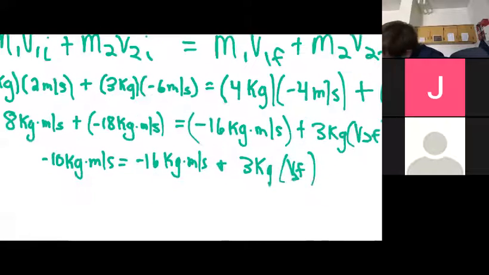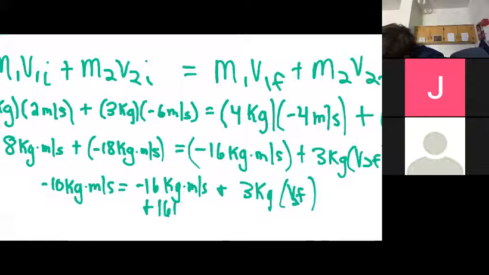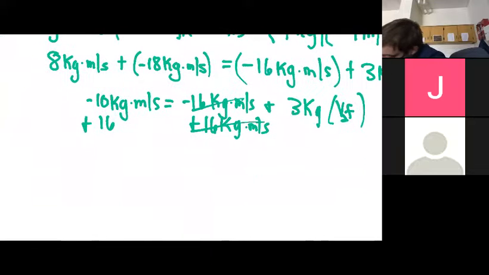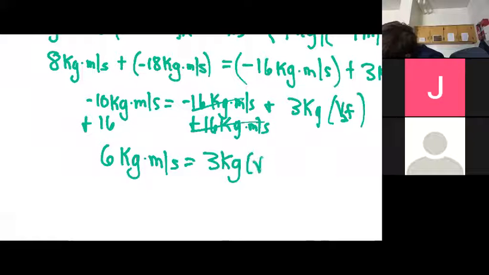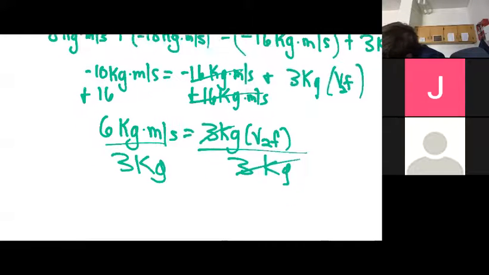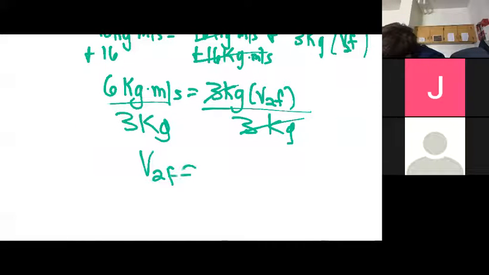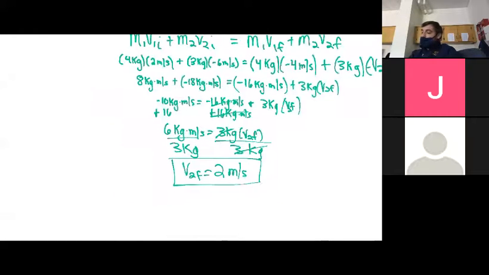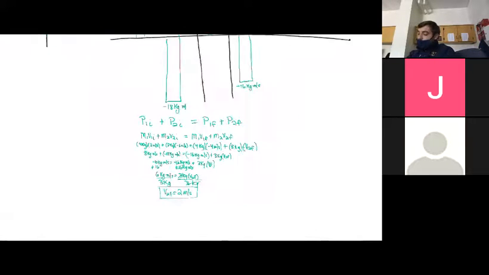So I need to add 16 to both sides to get that final expression by itself. Cross that off there. To give me positive 6 kilogram meters per second equals 3 kilograms times the final velocity of object 2. Divide out the mass to cancel. Leaves me with 2 meters per second for the final velocity of object 2. I circle that.